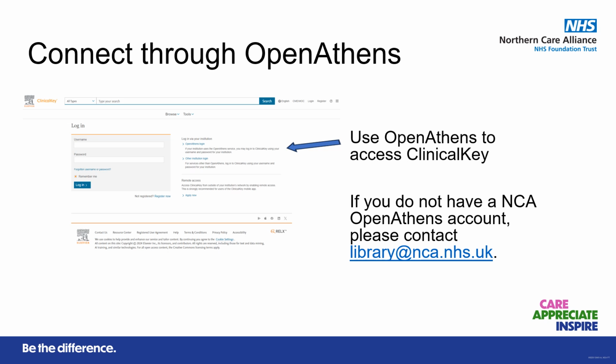When you click on the ClinicalKey link on the Library and Knowledge Service website, as with all our e-resources, you need to select OpenAthens login and then enter your OpenAthens username and password. If you do not have an NCA OpenAthens account or have had any problems using your OpenAthens account, please email library@nca.nhs.uk or visit any of the Northern Care Alliance libraries.